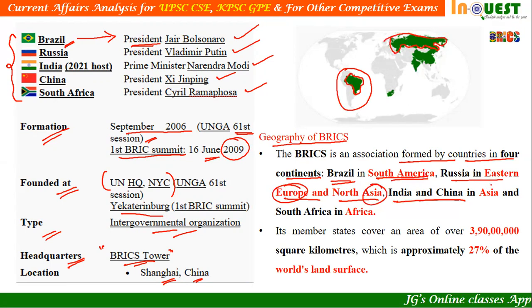And India and China are very much in Asia. So this is China and this is India. Both are there in Asian continent, and South Africa is in the African continent. So this is where we have South Africa, and this is African continent.